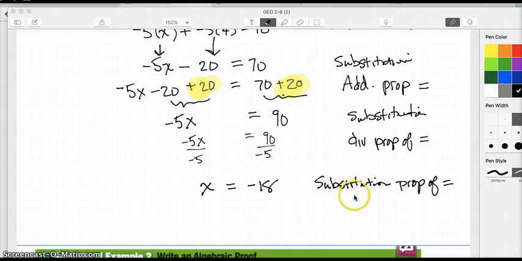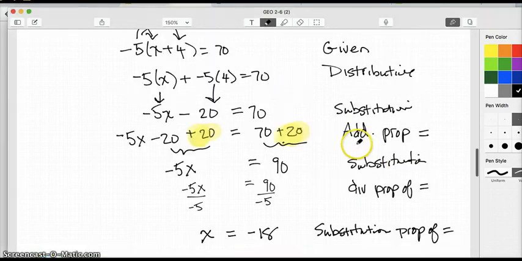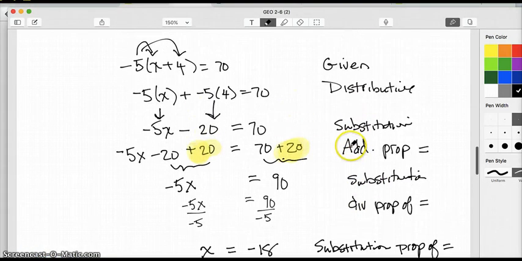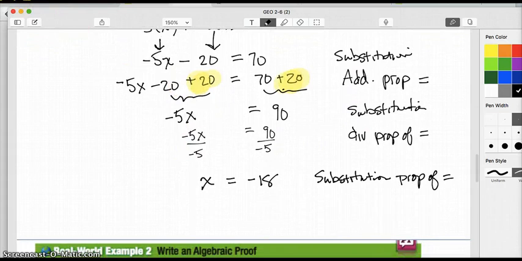And the reason why I'm going to choose to write substitution here is because when I use sub, I'm going to be talking about subtraction sometimes, like I did add. So that's what we got. And so this, it's not beautiful, but it is an algebraic proof. We did a good job. Let's go on to another example.